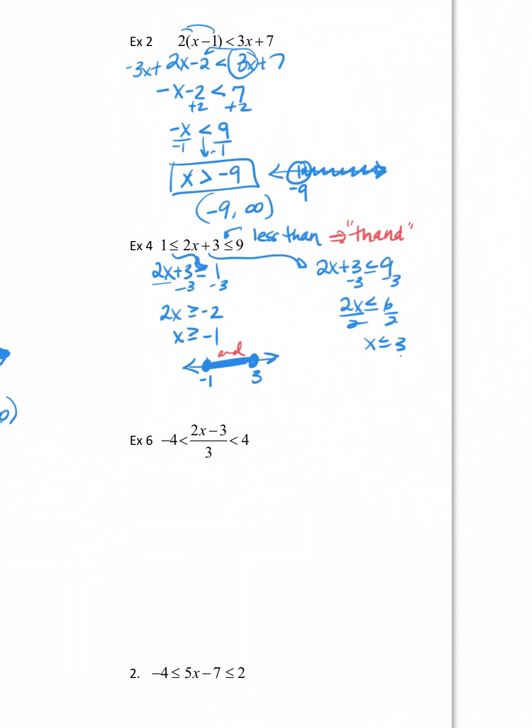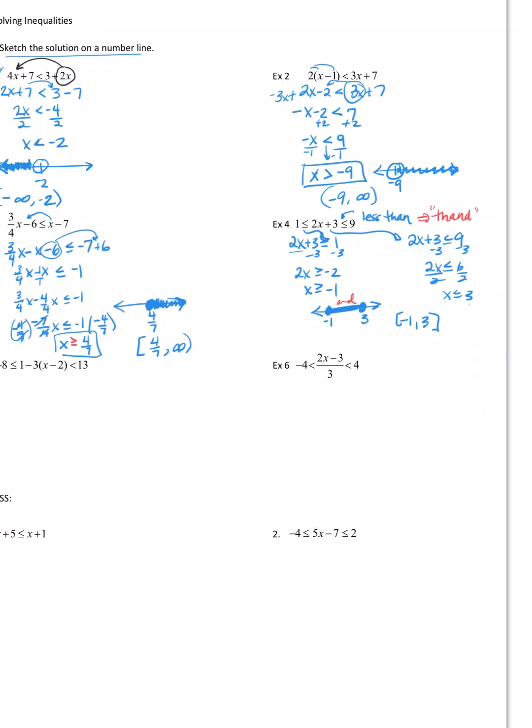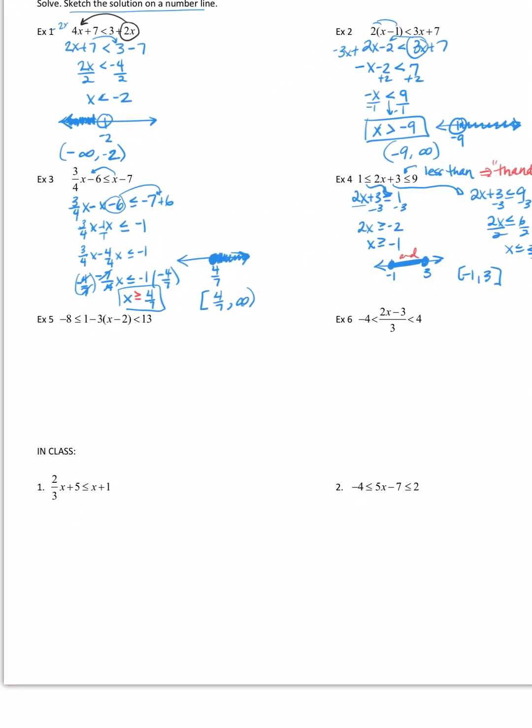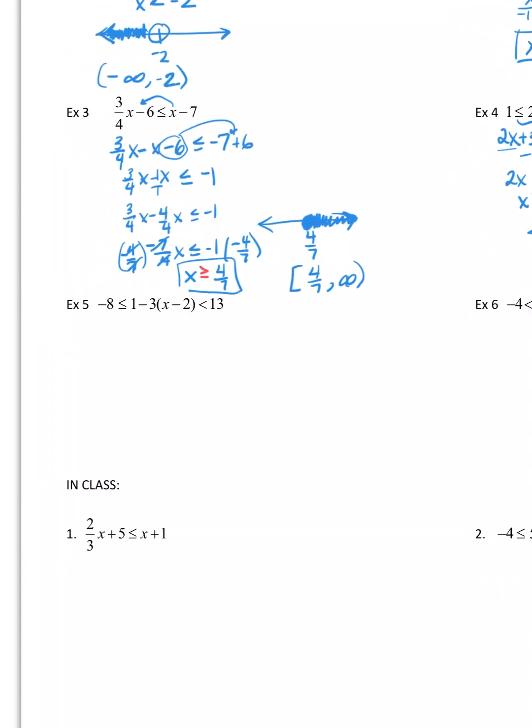So in interval notation, what would that be? Well, negative 1 to 3. Let's try some more. And most of these will be less than, so you don't have to worry about the greater than scenario just yet.